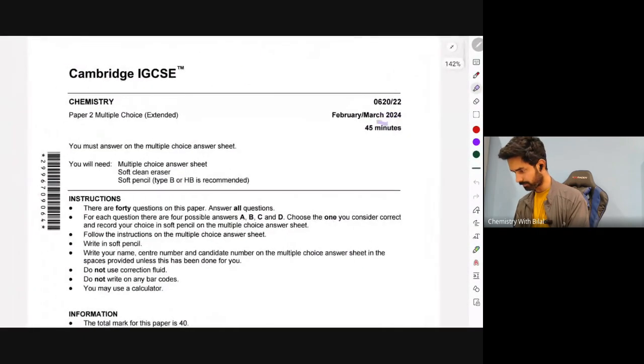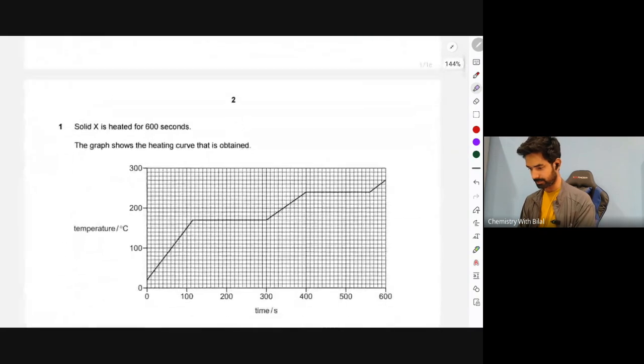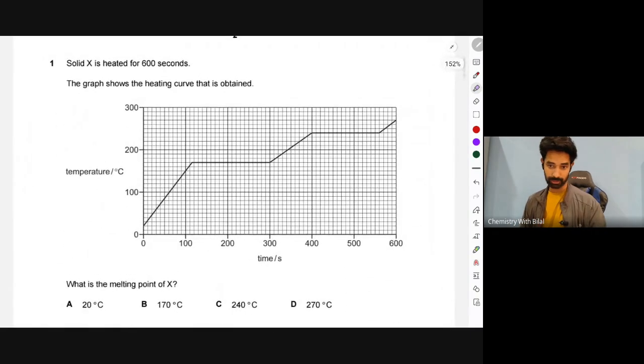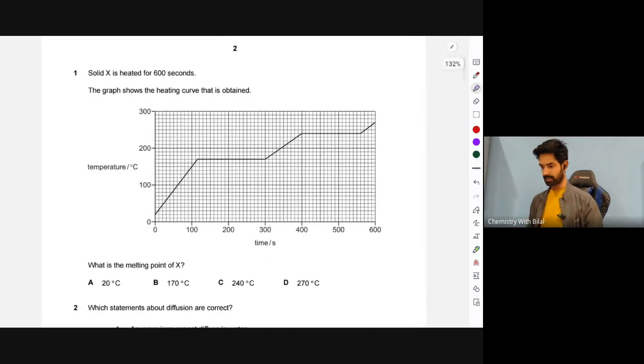Here is the paper. It's February March 24, recent one, paper 2, variant 2. Let's get started, everyone. The first question is, of course, from states of matter. First few questions are going to be from states of matter. Then you would have, according to the syllabus, atomic structure, bonding, moles, electrochemistry, chemical reaction, and so on.